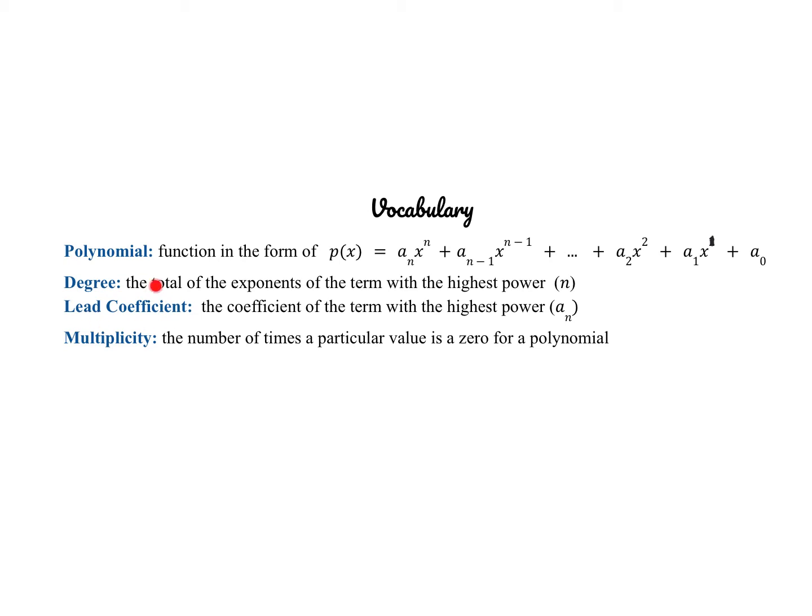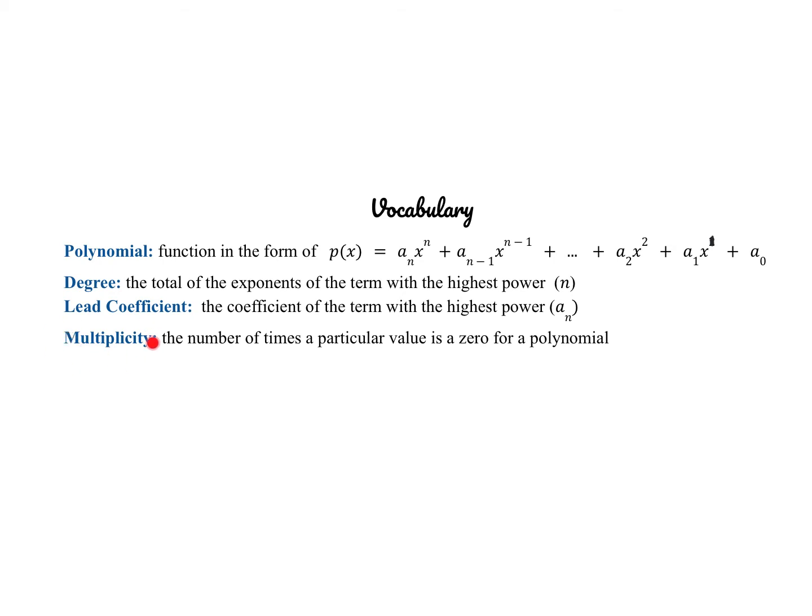Okay, so lead coefficient, this is also going to be really important for what we're doing today, is the coefficient of the term with the highest power. So in this case, it would be a sub n. So again, sometimes it's written out of order, so make sure when you're looking for that lead coefficient, it's not always the one that's right out front. If it's written in standard form, it will be the one out front.